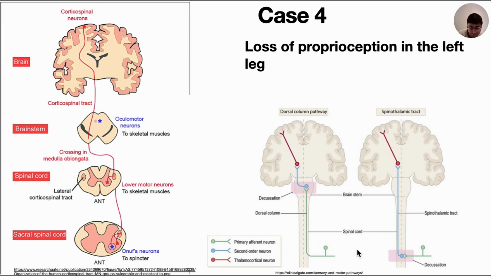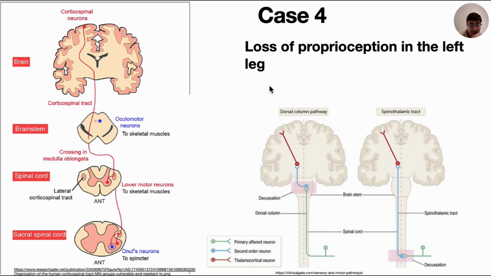So if you've got loss of proprioception from the left side of the body, we know that the problem must lie in either the peripheral nerves carrying that sensation about proprioception into the spine, or a problem on the left side of the spine as it ascends to the thalamus, or a problem in the right side of the brain. So the problem could lie anywhere along this pathway, either centrally, i.e. brain and spinal cord, or peripherally. So how are you going to figure that out? How are you going to figure out whether it's in the brain, the spinal cord, or in the peripheral nerves?